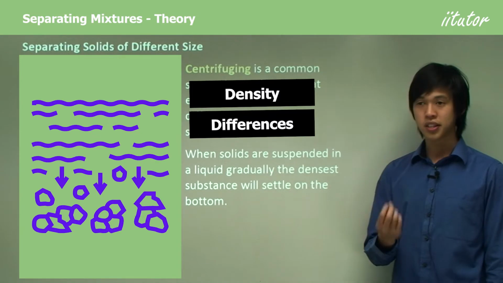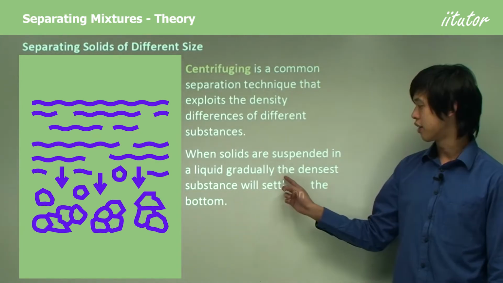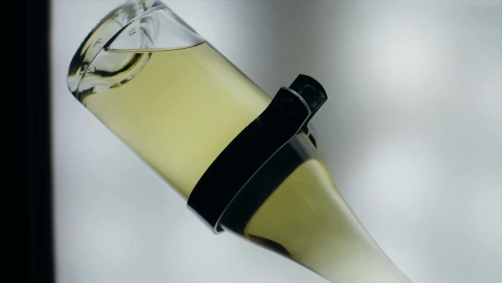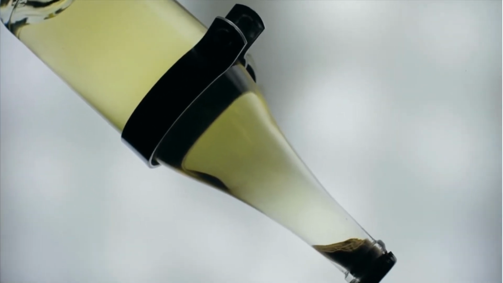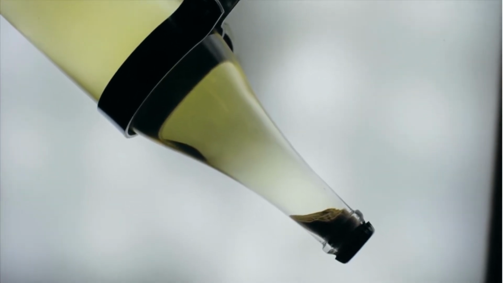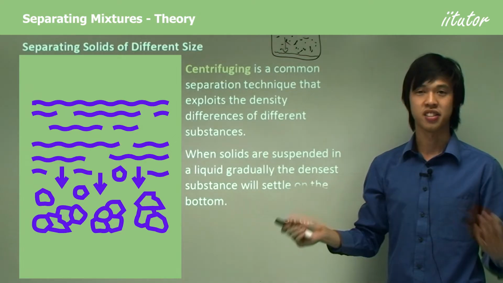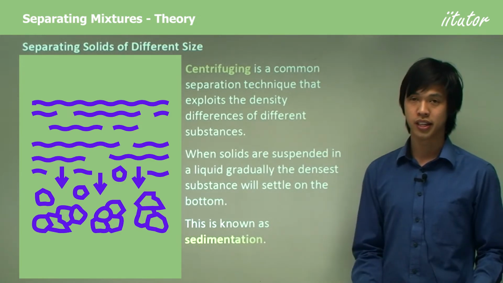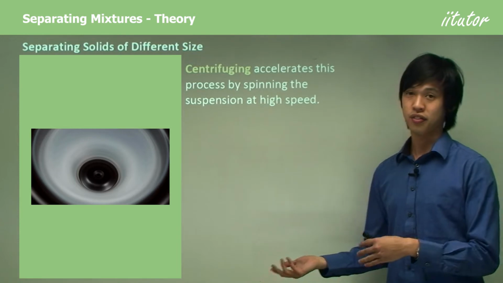So when you have a solid suspended in a liquid, sort of like how blood cells are suspended in blood, gradually, the densest substance will settle on the bottom. If you've got a container, I'm sure you've seen this before. If you shake up a container and there's sand all through here, eventually, over time, all of the sand will drop to the bottom and it'll settle. I'm sure you've seen this. And what we call this is sedimentation. When things start falling to the bottom, we call it sedimentation. Now, centrifuging is simply an accelerated version of sedimenting.